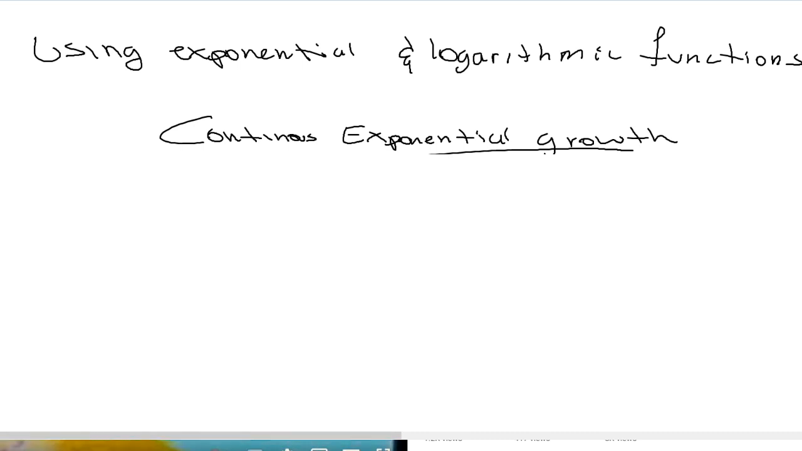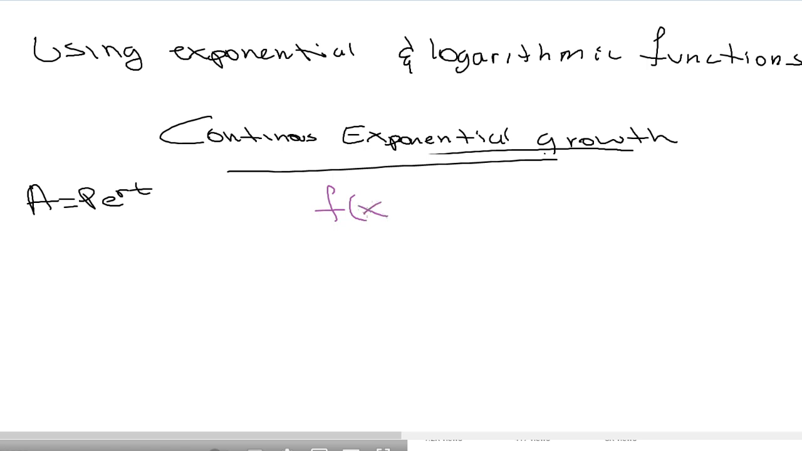Alright students, in this video we are looking to solve starter problems using exponential and logarithmic functions. The specific one that we will be looking at today is called continuous exponential growth. This is very similar to the one we used in the past, the compounded continuously interest formula that looked like this. It was A equals P times e to the rt.